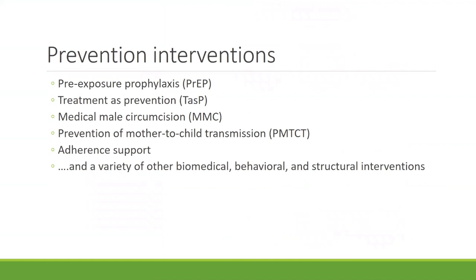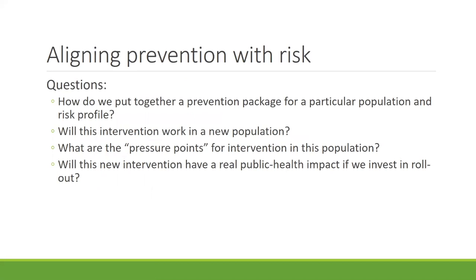So fortunately, we have some things that work. You can see my more biomedical bias in terms of the things that occur to me off the top of my head. But my emphasis here isn't on listing out all those things, just, they exist. For me, the question is, how do we align prevention with risk? So put together that diversity in epidemics with this toolkit that we have of different interventions.